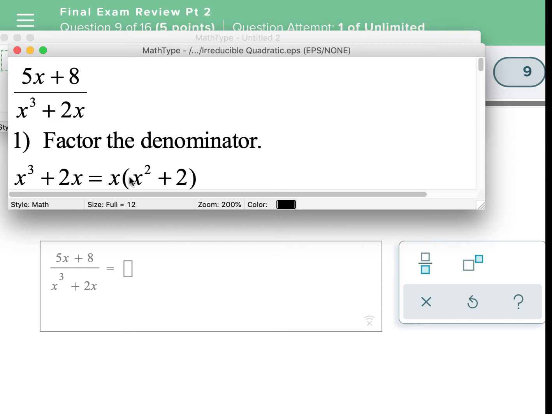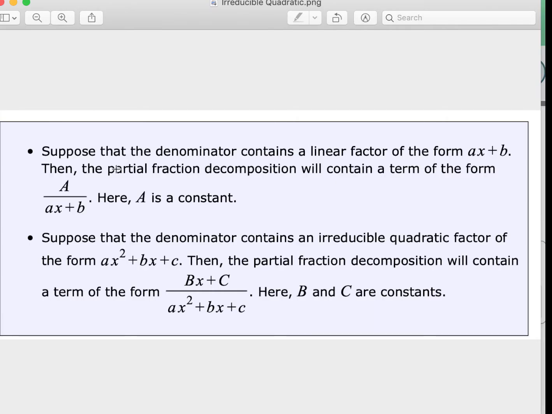Now that we have it factored, it turns out there's a rule for finding the partial fraction decomposition. So let's open up Preview so that you can see the rule. I'm looking at part 2 of the rule. It says, suppose that the denominator contains an irreducible quadratic factor of the form ax squared plus bx plus c, then the partial fraction decomposition will contain a term of the form bx plus c over that irreducible quadratic.